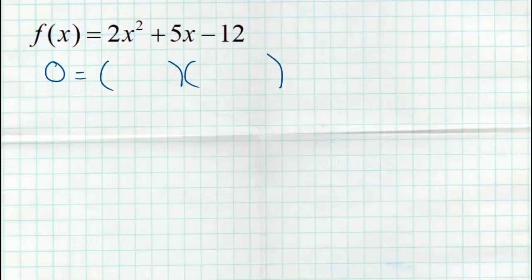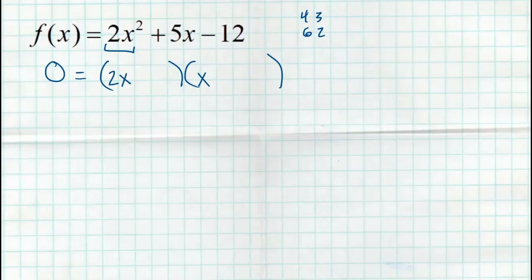All right, how do you factor? Well, there's only one way in the world to break apart a 2x squared. That's going to be a 2x and an x. Now, how do you break apart a 12? The first thing that pops in my mind is 4 and 3, but I could also do any combination of 6 and 2. Now I do need it to be a negative 12, so one of those factors is going to have to be a minus.